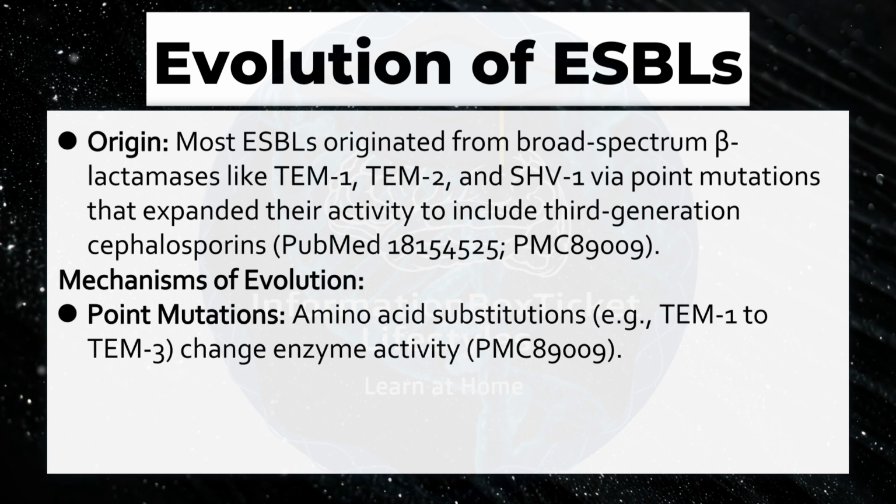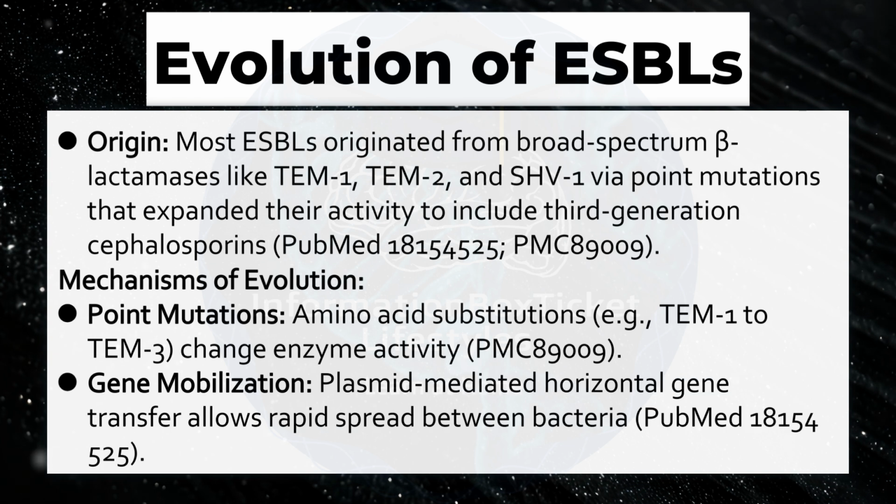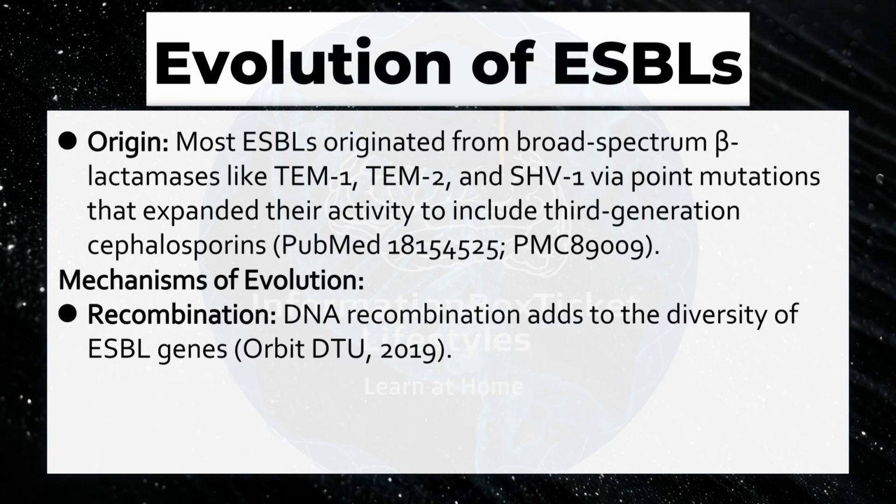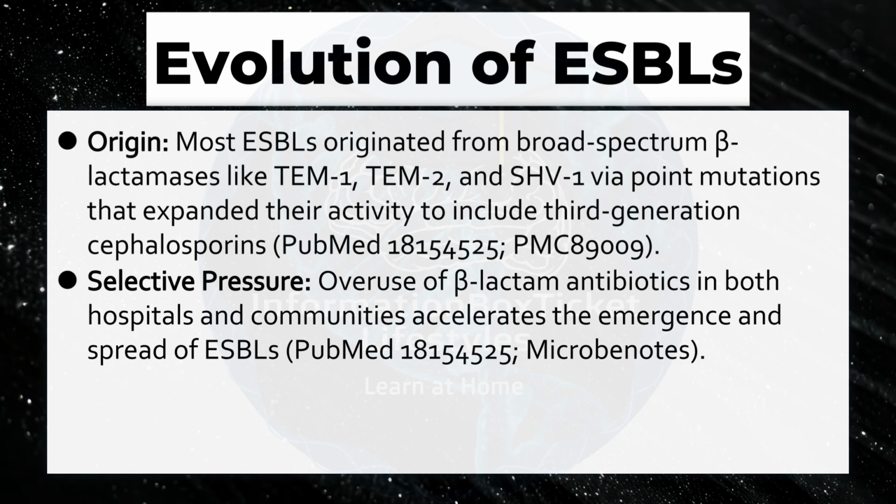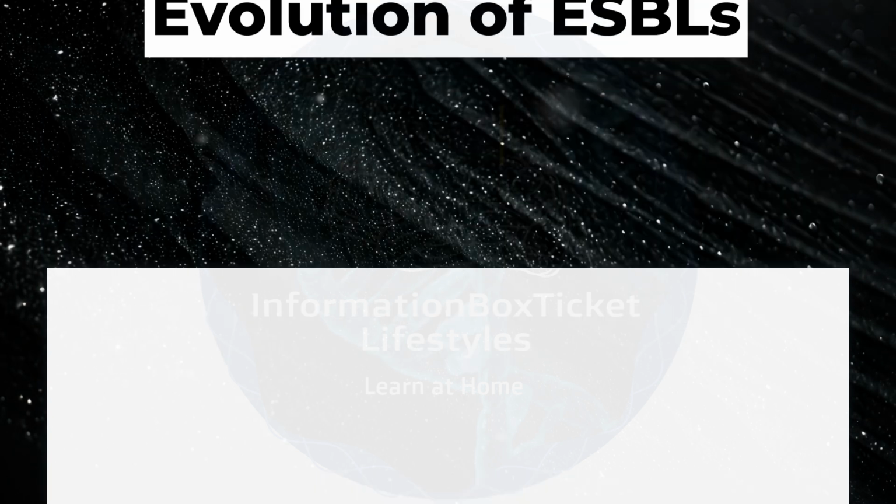Point mutations, amino acid substitutions, e.g., TEM1 to TEM3, change enzyme activity. Gene mobilization, plasmid-mediated horizontal gene transfer allows rapid spread between bacteria. Recombination, DNA recombination adds to the diversity of ESBL genes. Selective pressure, overuse of beta-lactam antibiotics in both hospitals and communities accelerates the emergence and spread of ESBLs.